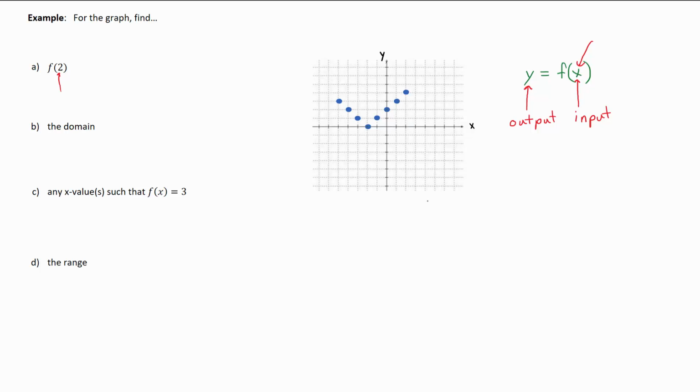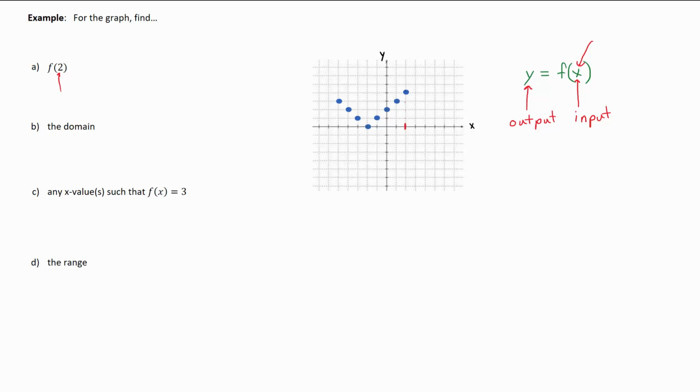So input values are going to appear on the horizontal axis. Independent variable values, x would be the independent variable here, appear on the horizontal axis. Dependent values appear on the vertical axis. So just go over on the horizontal axis, in this case the x-axis, go over a distance of 2. Oh, okay, here's 2 on the x-axis. Now what's the corresponding y-coordinate?